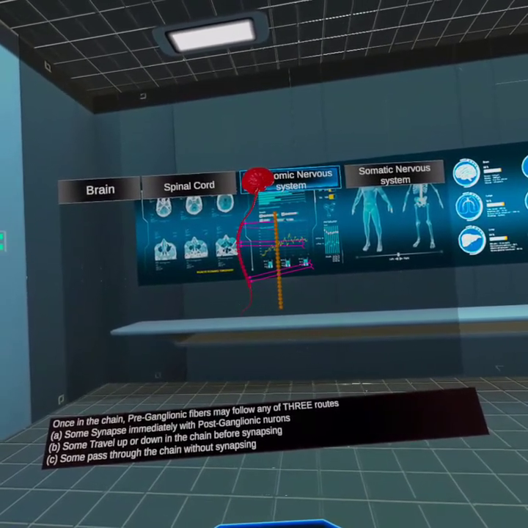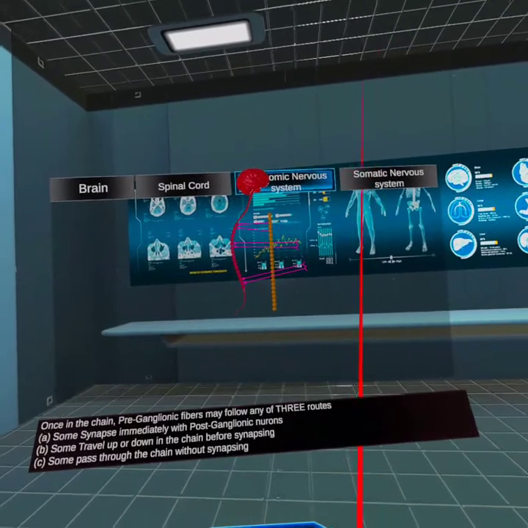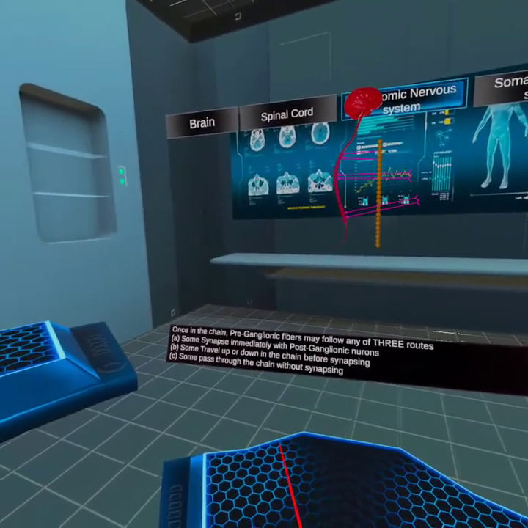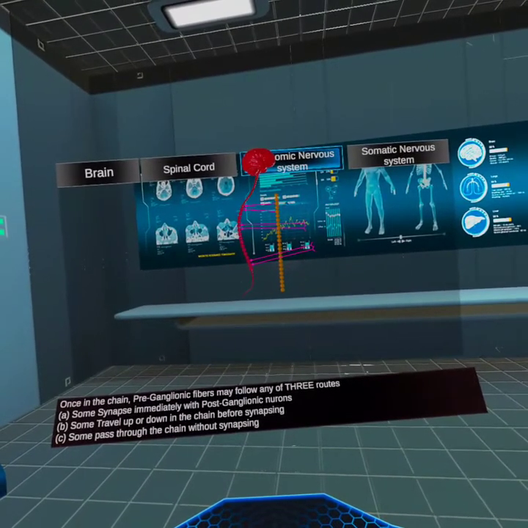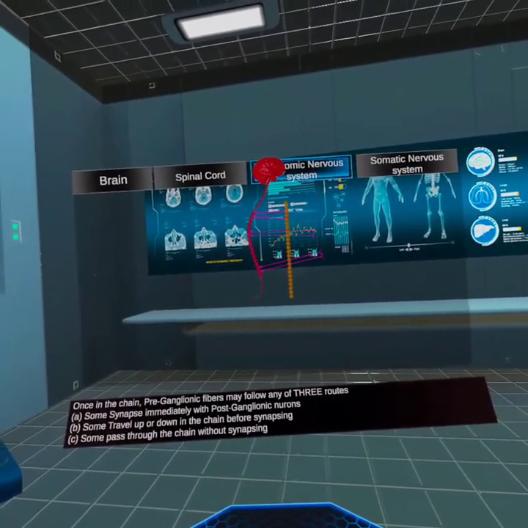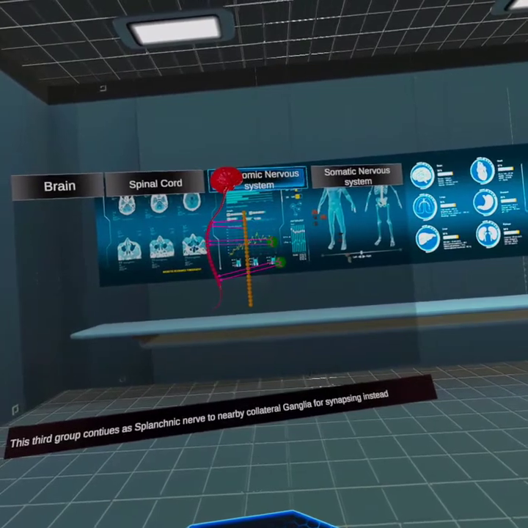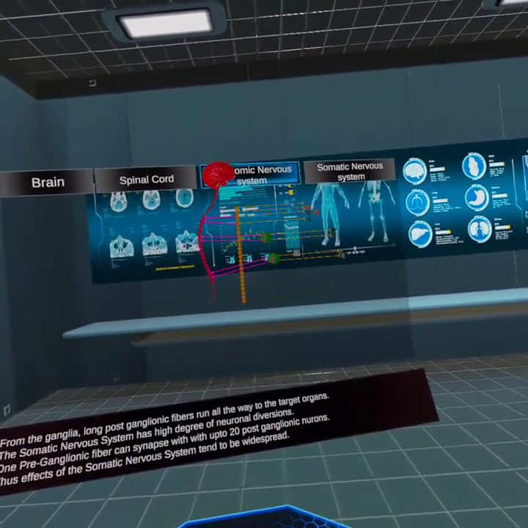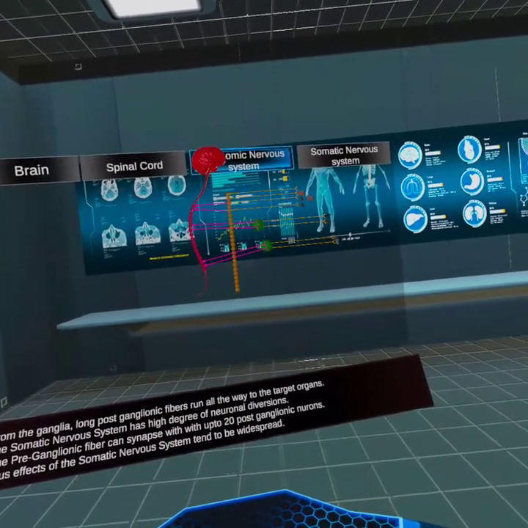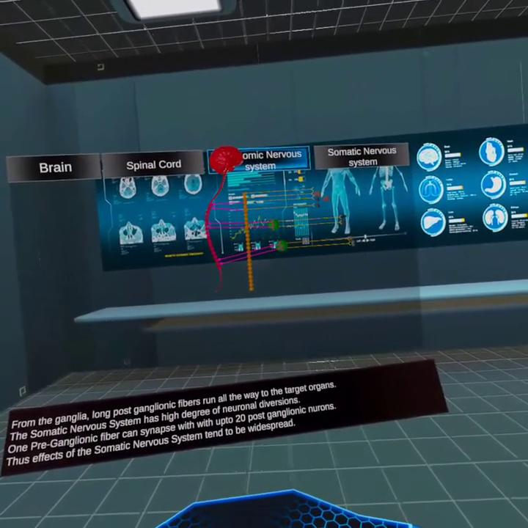Once in the chain, preganglionic fibers may follow any of 3 routes. Some synapse immediately with postganglionic neurons, some travel up or down in the chain before synapsing, and some pass through the chain without synapsing. This third group continues as splanchnic nerve to nearby collateral ganglia for synapsing instead. From the ganglia, long postganglionic fibers run all the way to the target organs.